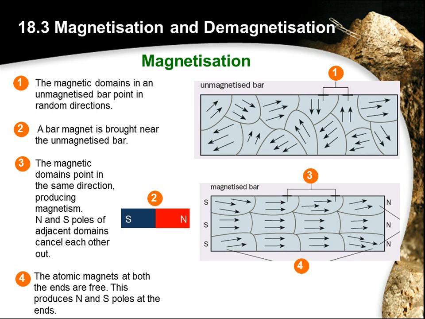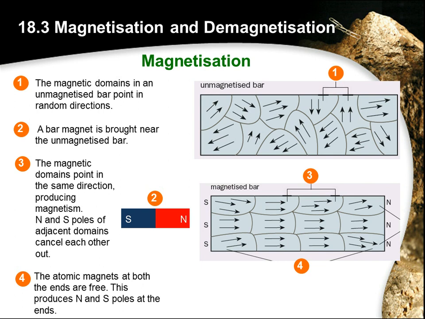So what happens? Whereas in the center, the north poles of one domain will point to the south poles of nearby domains, causing the adjacent poles to cancel out. However, at the ends, the poles are actually free. They are not connected to any more domains, and therefore they become the net south and north poles of the magnet.